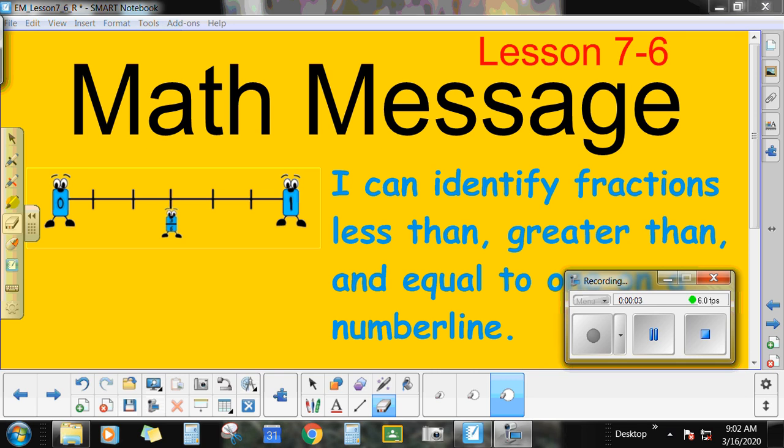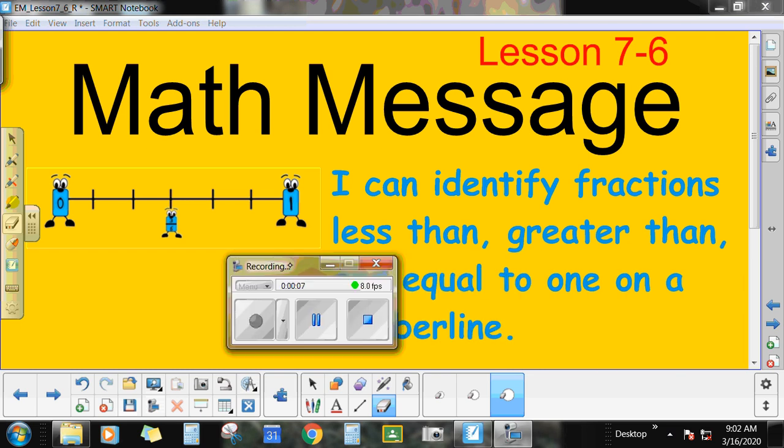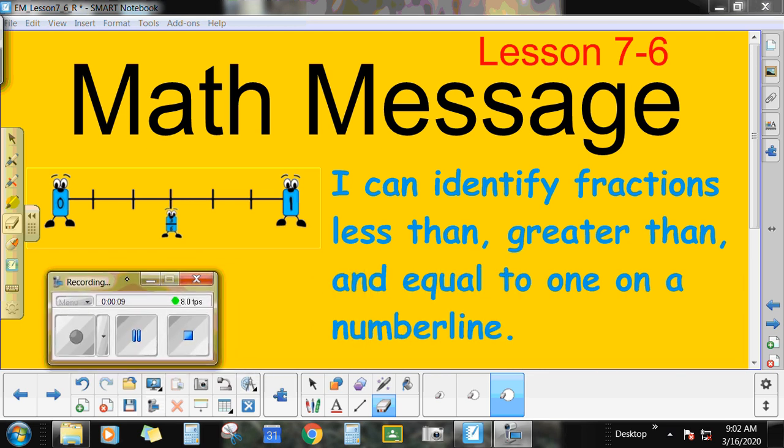All right, guys, today we're going to work on lesson 7-6, and we are going to be identifying fractions that are less than, greater than, and equal to 1 on a number line. Before we get started in our workbook, though, I want to do a little bit of a mini lesson, and I need you to have a blank piece of paper out, or maybe a dry erase board, just something that you can draw and write on.